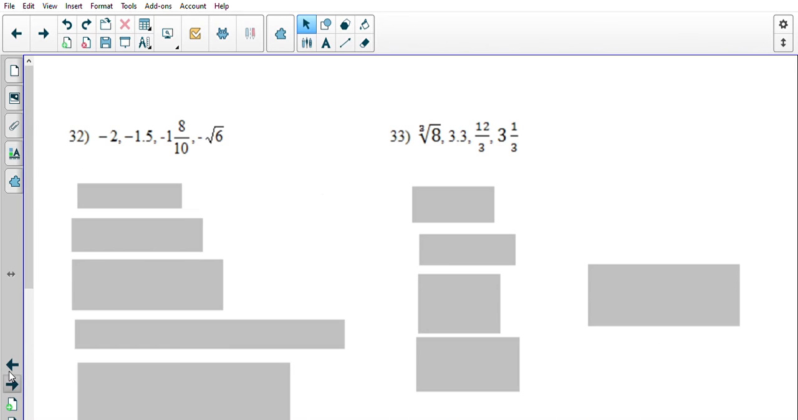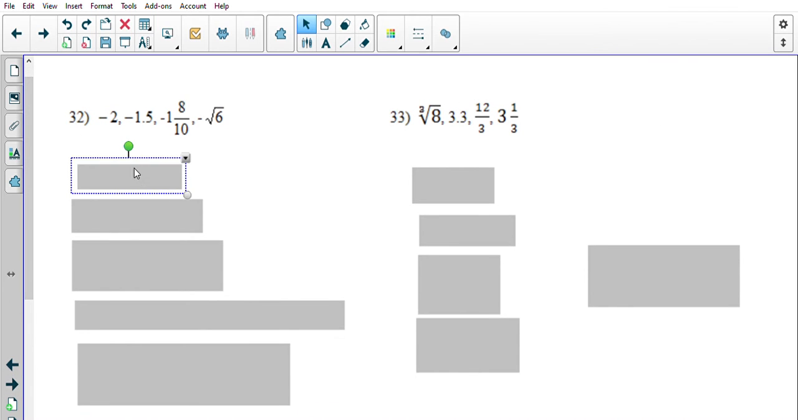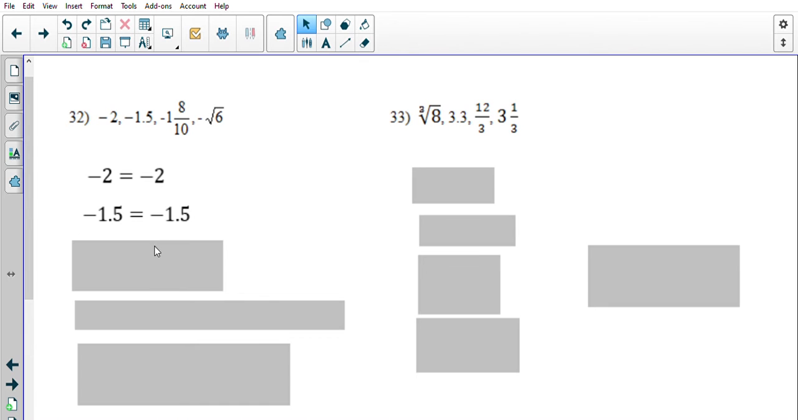All right, number 32. Negatives. Let's compare these. So -2 is -2. -1.5 is -1.5. -1 8/10 is pretty easy. That's -1.8. It's also the same as -1 4/5. It's just not reduced, but it's -1.8.